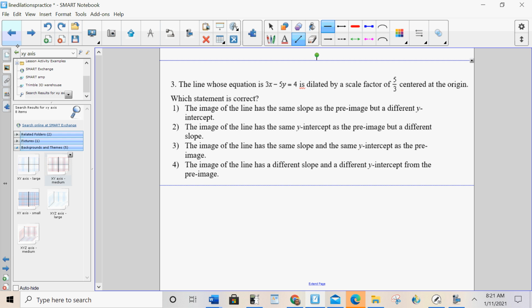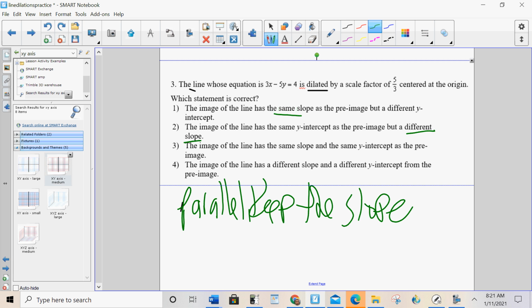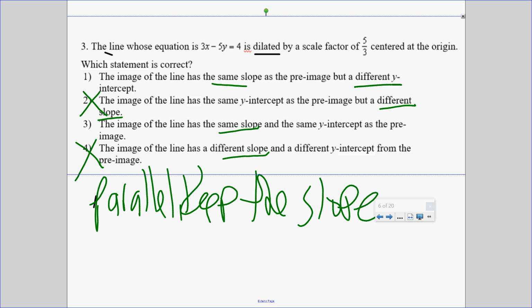The line whose equation is blah, blah, blah is dilated. Line dilations are parallel, so they keep the slope. Same slope, different slope is out. So what are my options here? My options are different y-intercepts or same y-intercept.